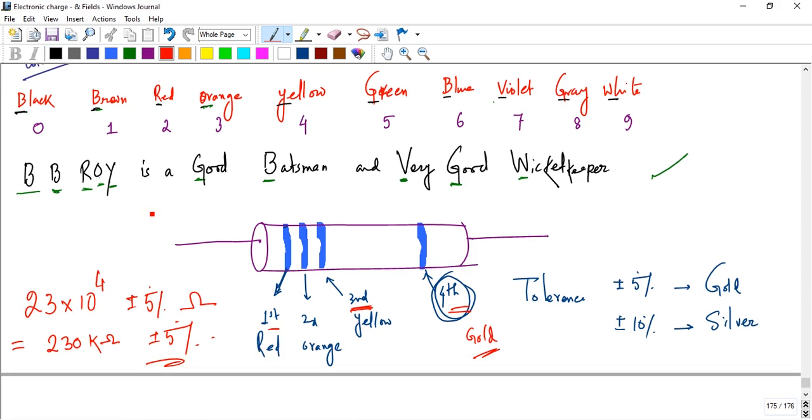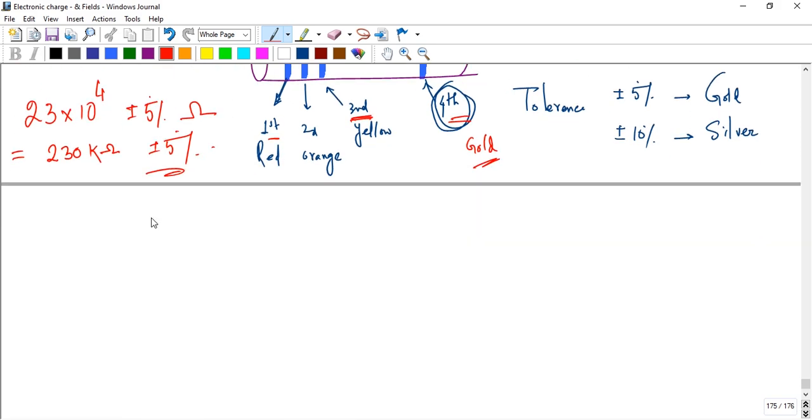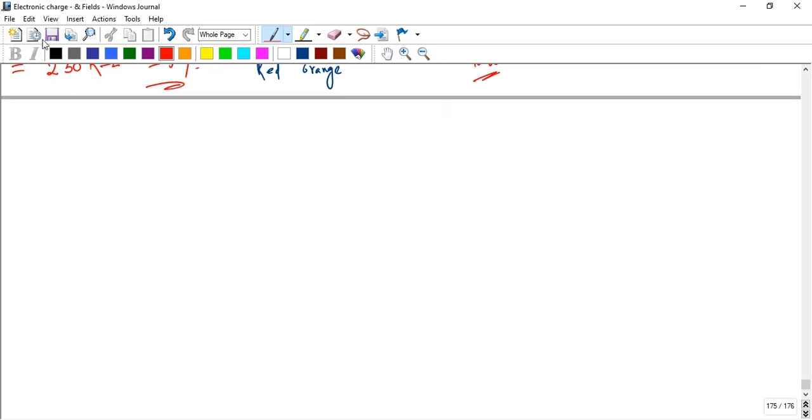Okay, the next point to discuss is the temperature dependence of resistivity.